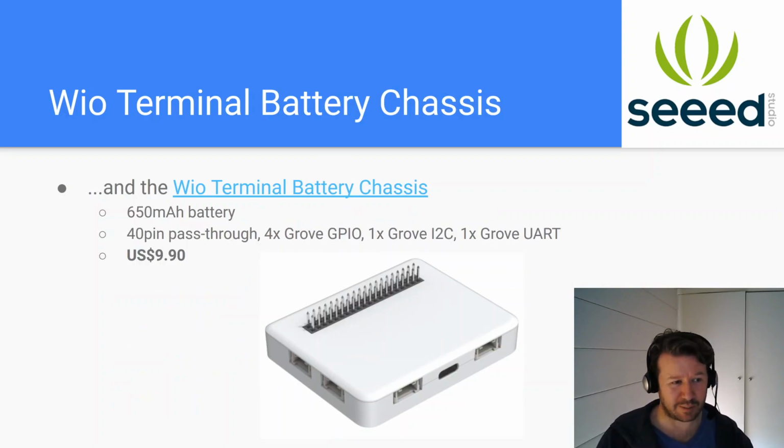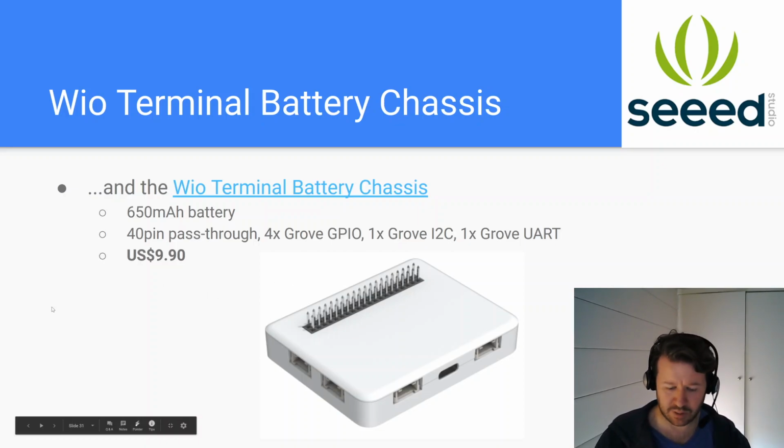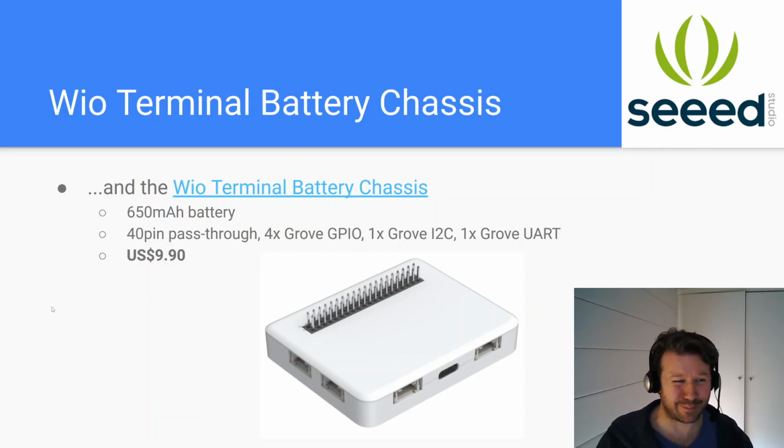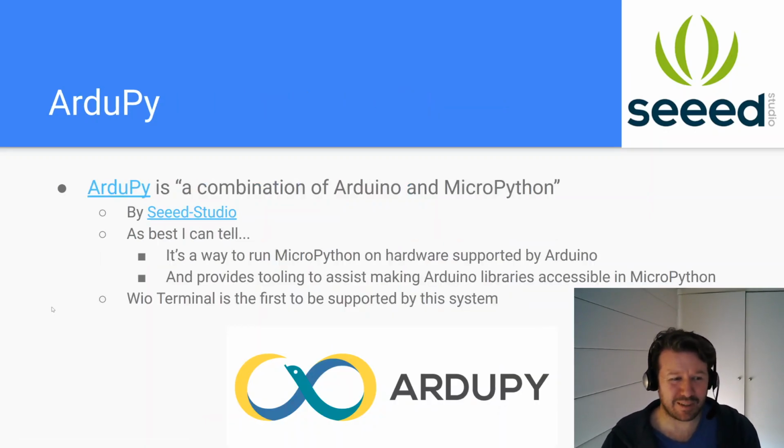They also released at the same time the battery chassis, which is kind of neat. 650 milliamp hour battery. It plugs onto the 40-pin expansion header, and it actually has a pass-through for it. Breaks out a whole bunch more Grove ports. It's $10. So I've got these on order, but I haven't received them yet.